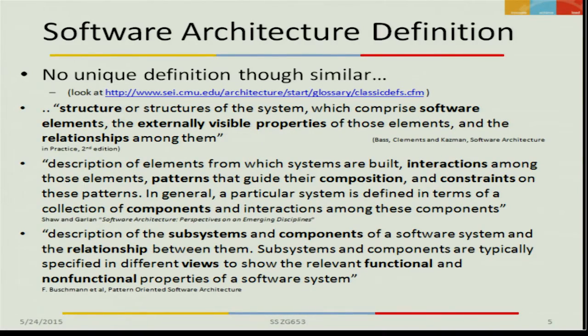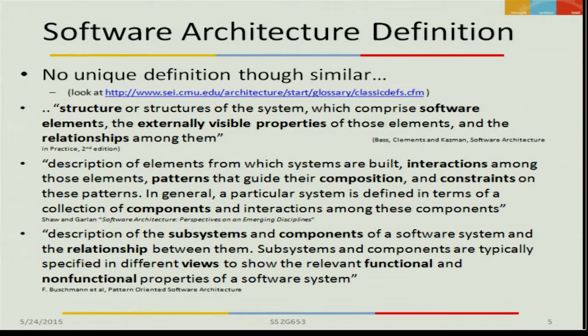Let's look at the second definition. It says: description of elements from which systems are built, interactions among those elements, patterns that guide their composition, and constraints on these patterns. In general, a particular system is defined in terms of a collection of components and their interactions among these components. Again, look at the keywords like components. This is similar to software elements. Then it talks about interactions, which are basically relationships among them. Then it talks about patterns and compositions, which are again relationships.